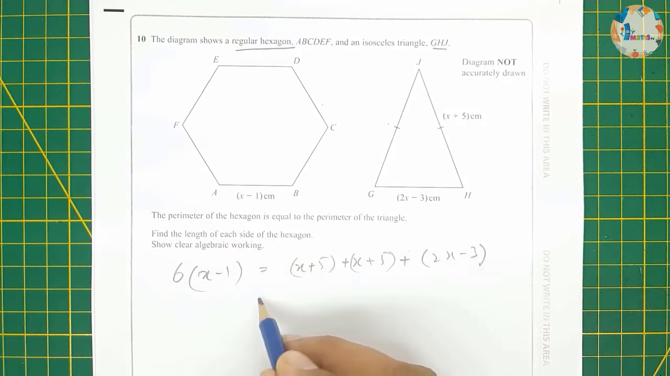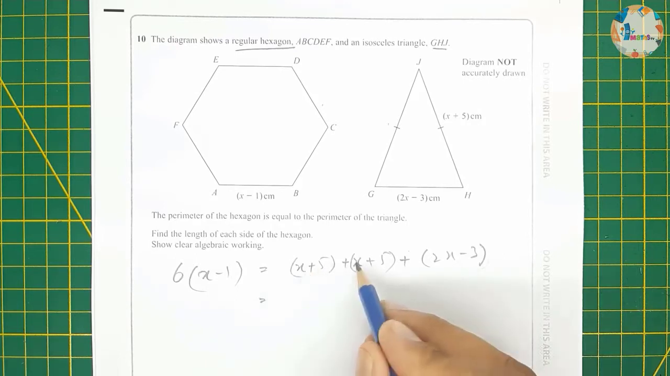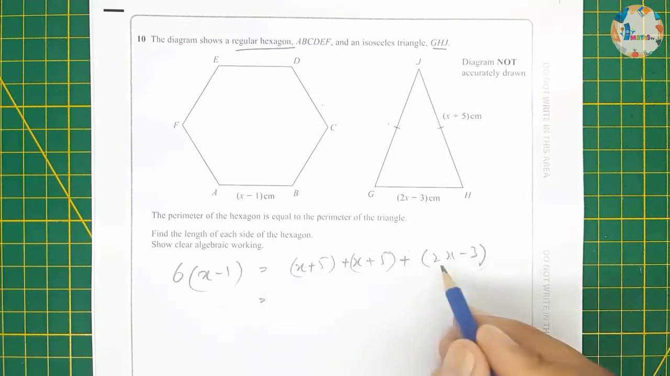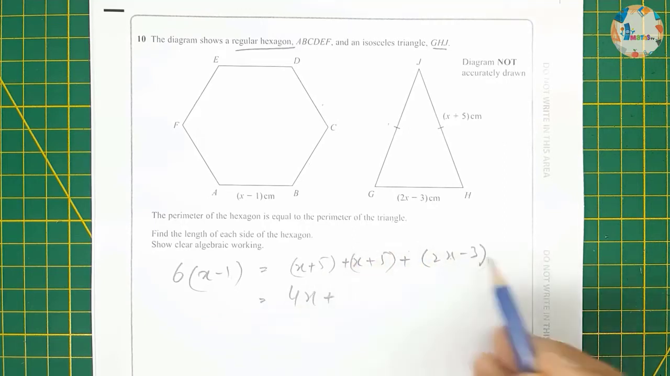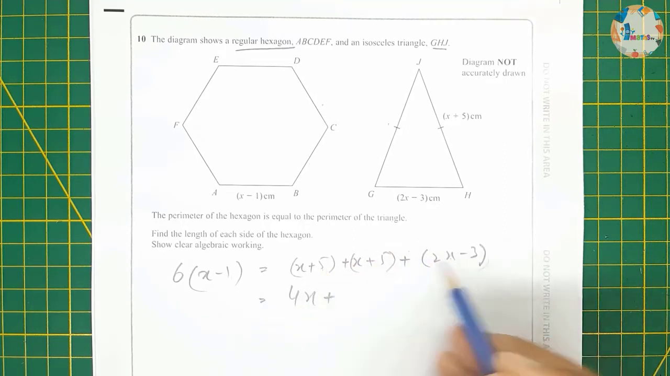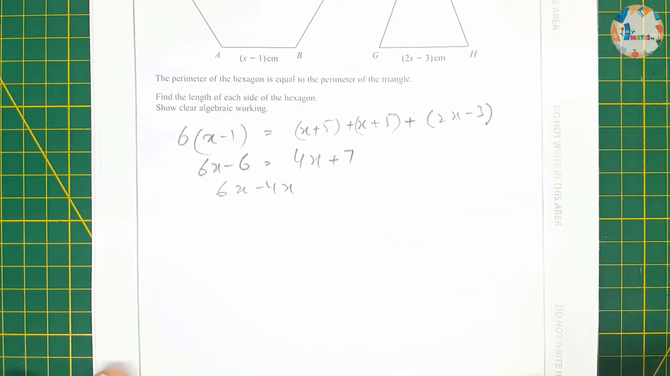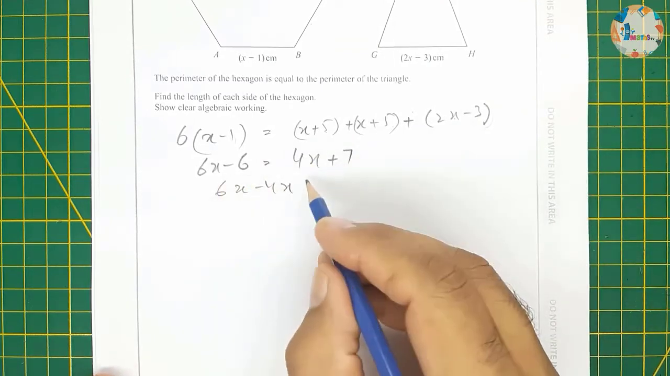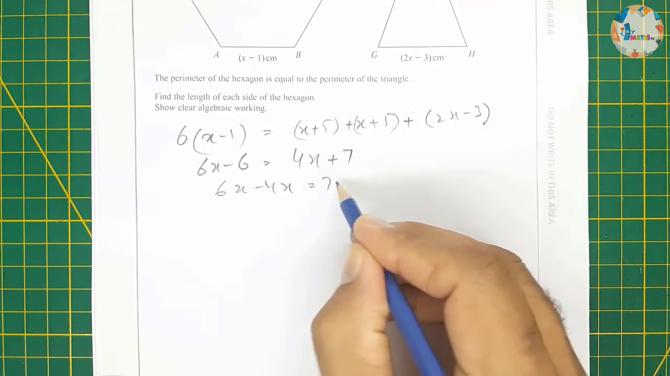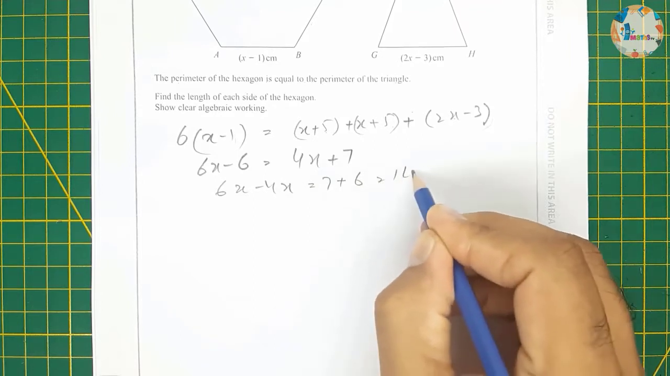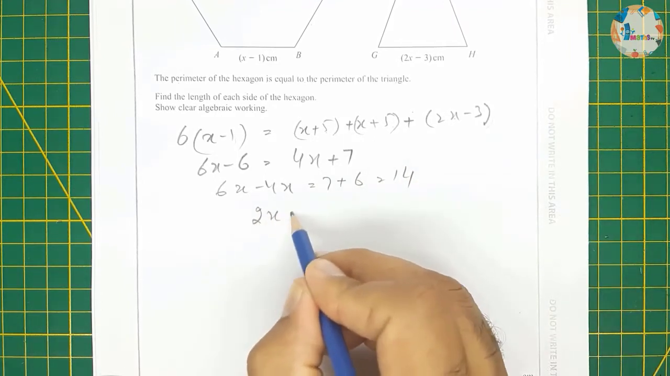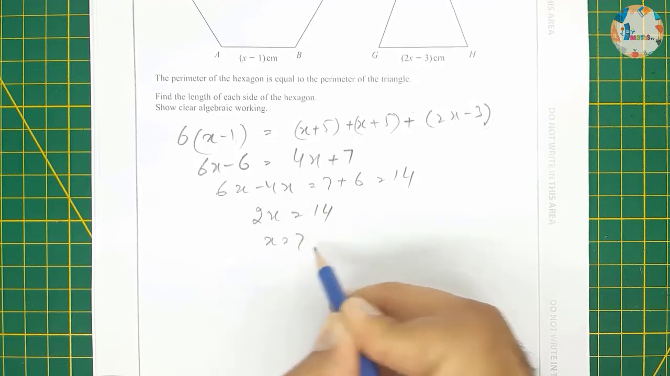Now we will just open, this will be x plus x plus 2x will be 4x, and this will be 10, 10 minus 3 will be 7, so we'll write here 7, and this side will be 6x minus 6. Now we can send this to this side, 6x minus 4x. Okay, so 6x minus 4x is equal to 7 plus 6, which is equal to 14. So 2x is equal to 14, so x is equal to 7.